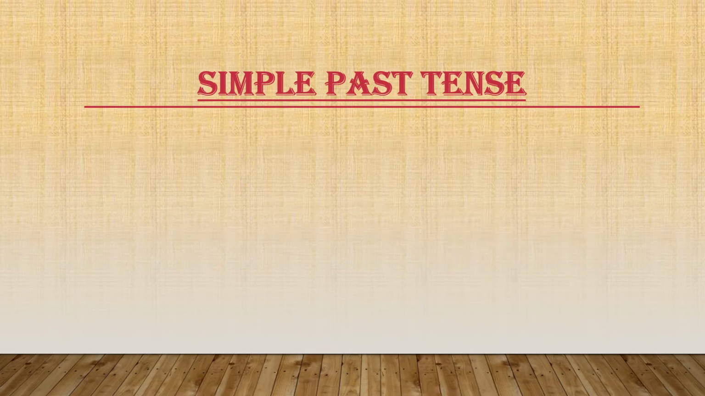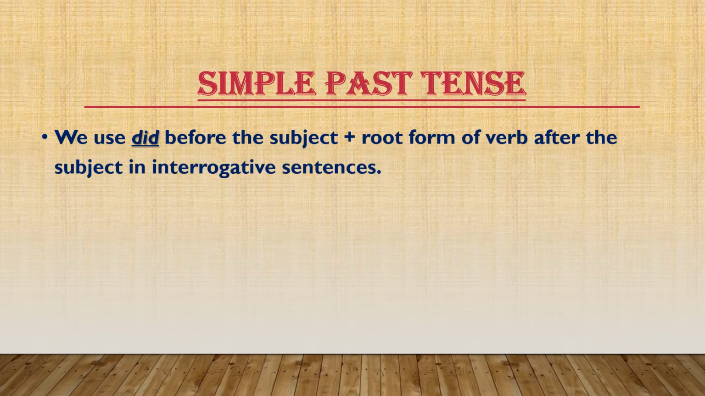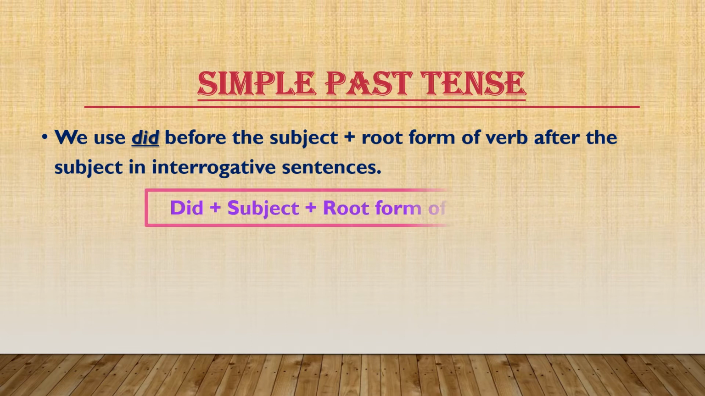For interrogative sentences in simple past tense, we use did before the subject followed by root form of verb after the subject. I repeat, in case we have to change a sentence into a question, we start the sentence with did, then the subject followed by root form of verb.